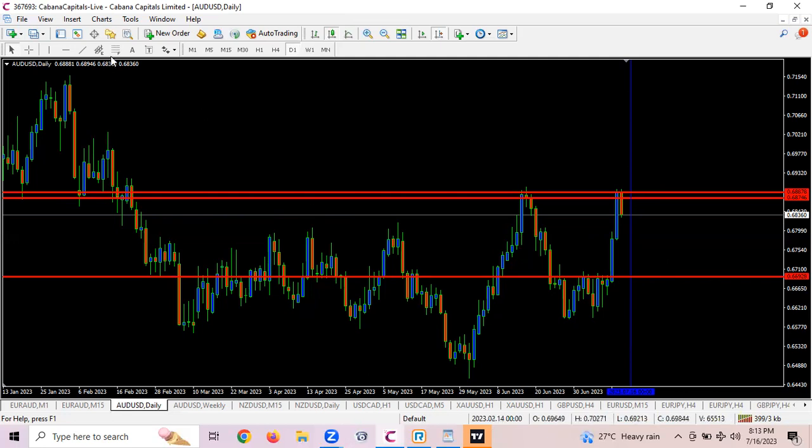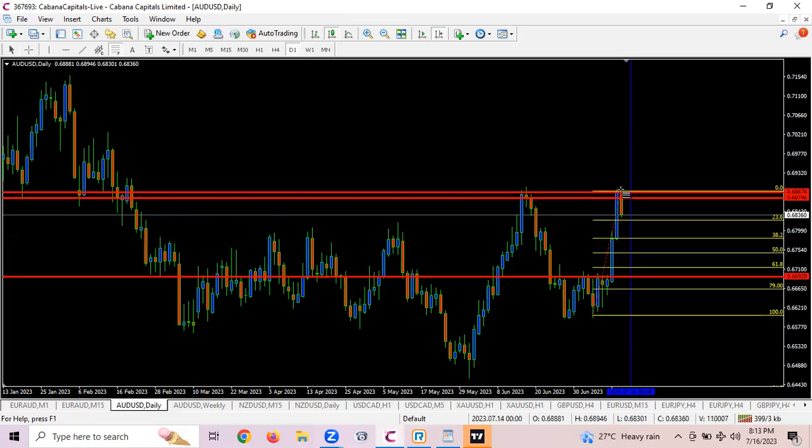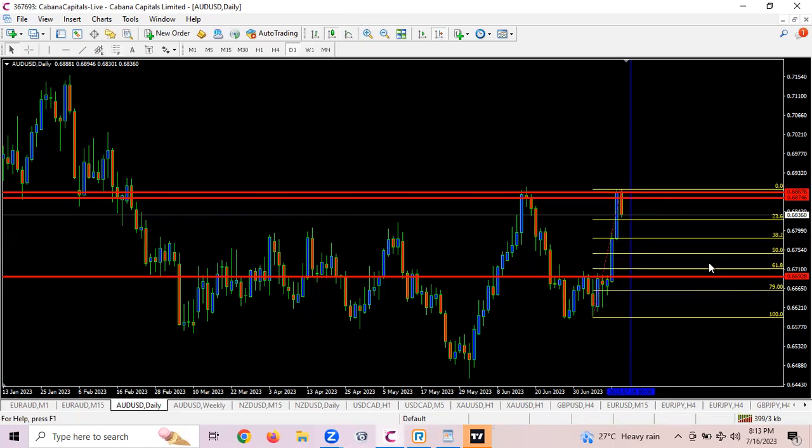We could also apply the Fibonacci from this swing low to the recent swing high. So price is expected to pull back to level 50, which is the equilibrium, or 61, which is premium, or 79.0. That's where price is expected to pull back to.